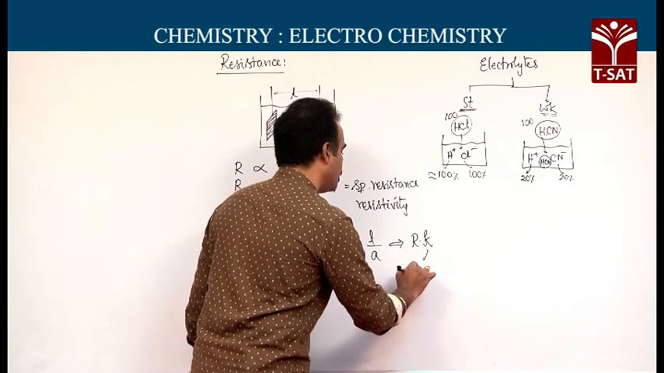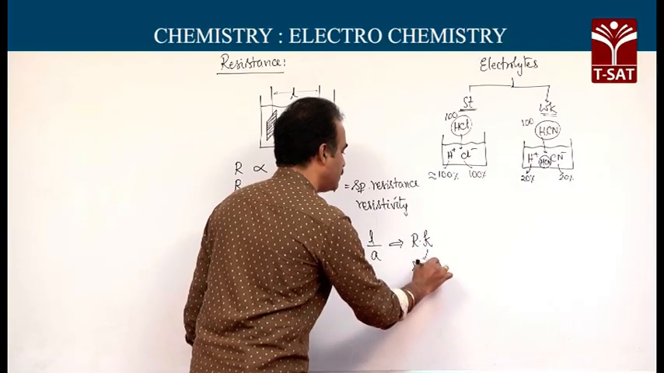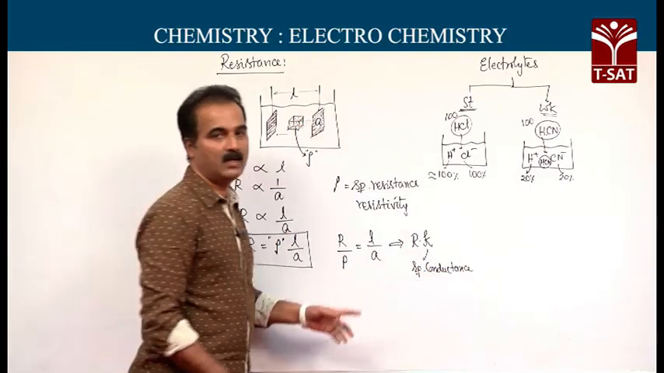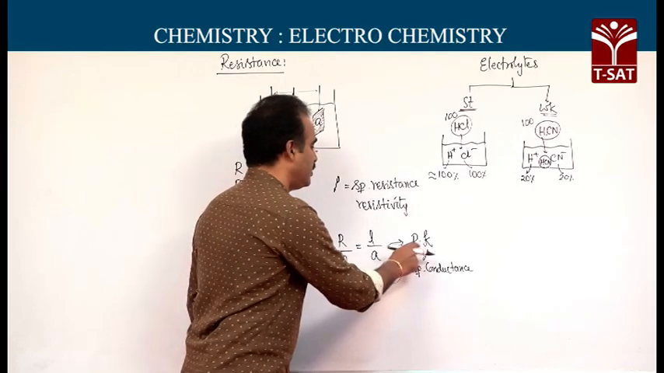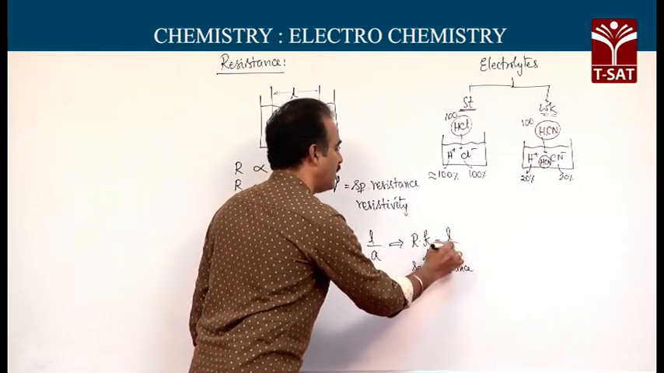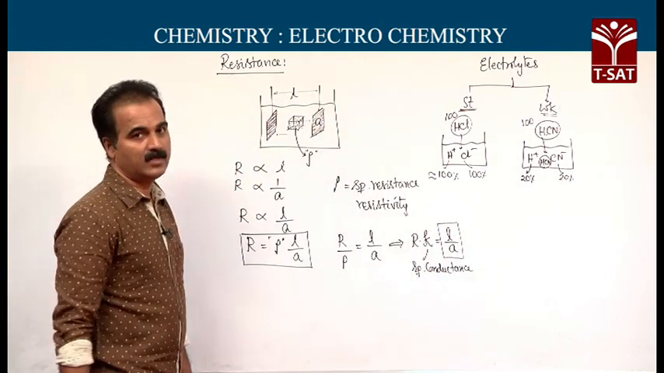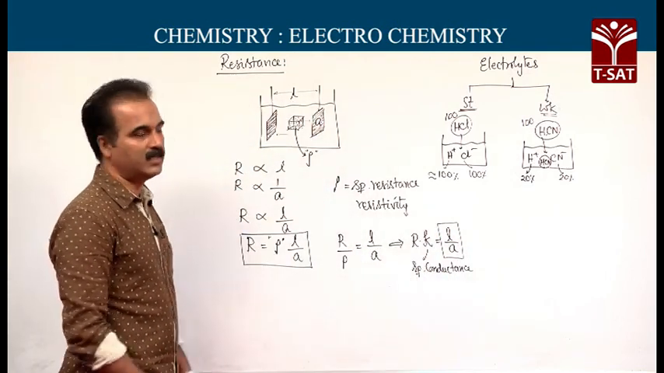K is called specific conductance, or it is also called conductivity. This R into K will be equal to L by A. This L by A is called cell constant. Why is it called cell constant?